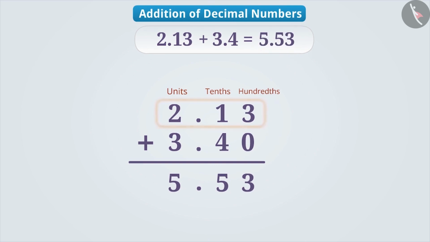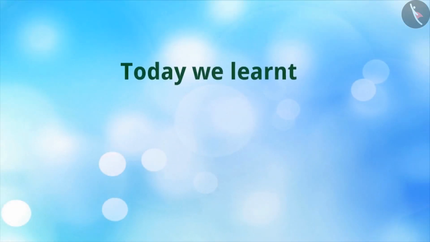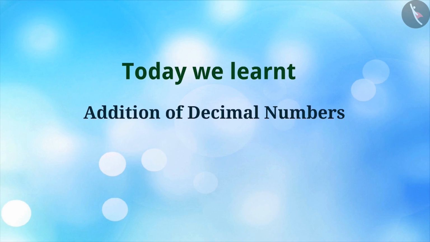Remember that the numbers to be added have 2 digits on the right side of the decimal point. As a result, the final answer has the decimal point before 2 digits from the right side. That means decimal point in the final answer comes below the decimal point of numbers that we are adding. Today, we have learnt addition of decimal numbers. In the next video, we will see some examples.